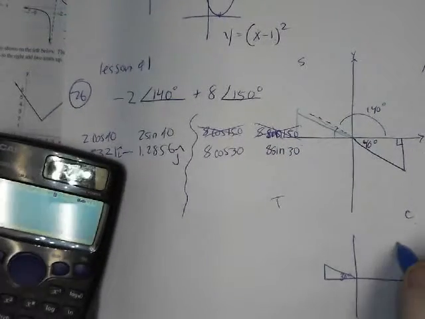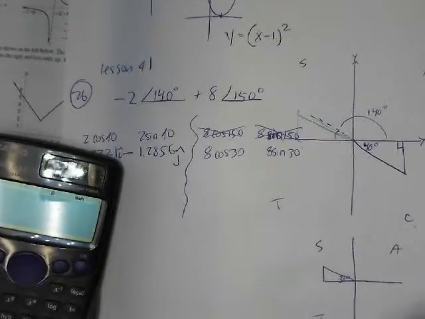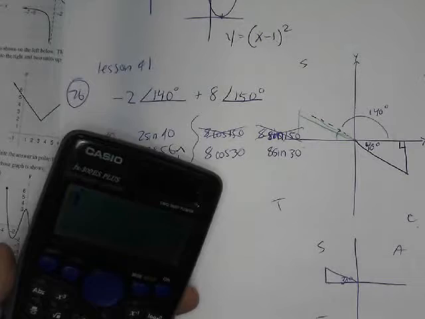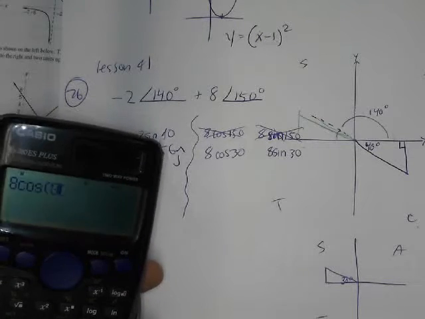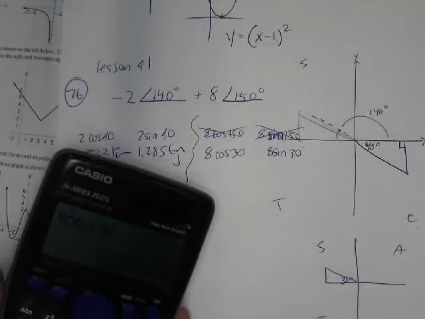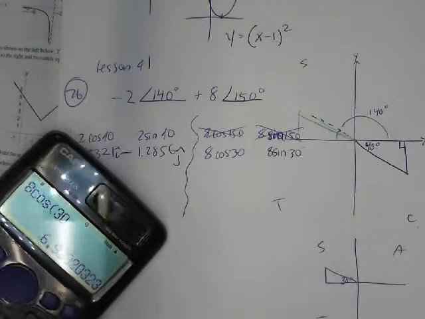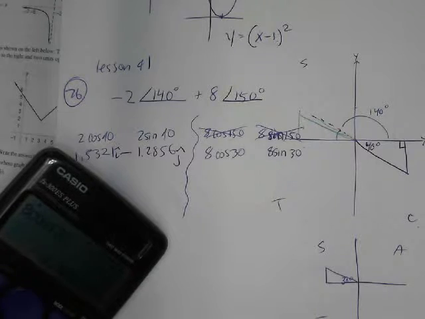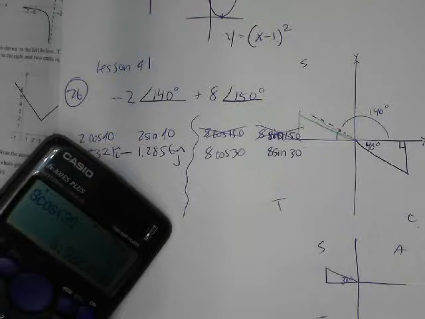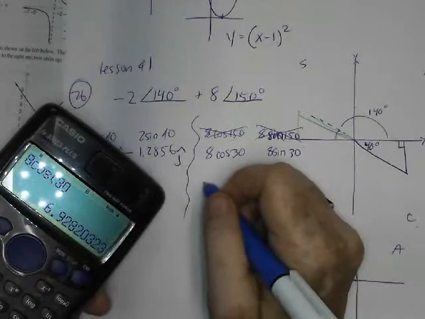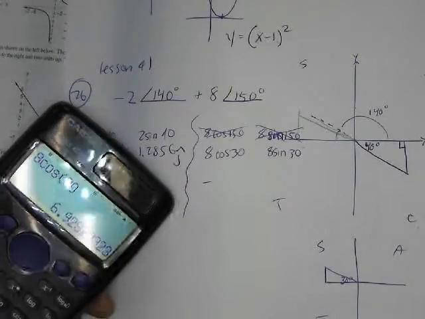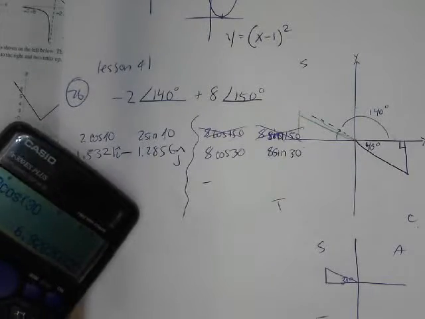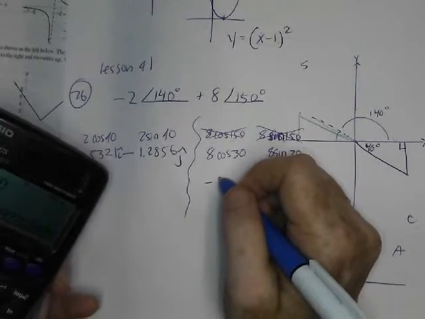Okay, so I know 8 cosine 30. So it gave me... But it's in the S, so it's going to be negative. I wonder though if your calculator, like if you pushed in the 150, I think your calculator would know that it's negative 6 points.